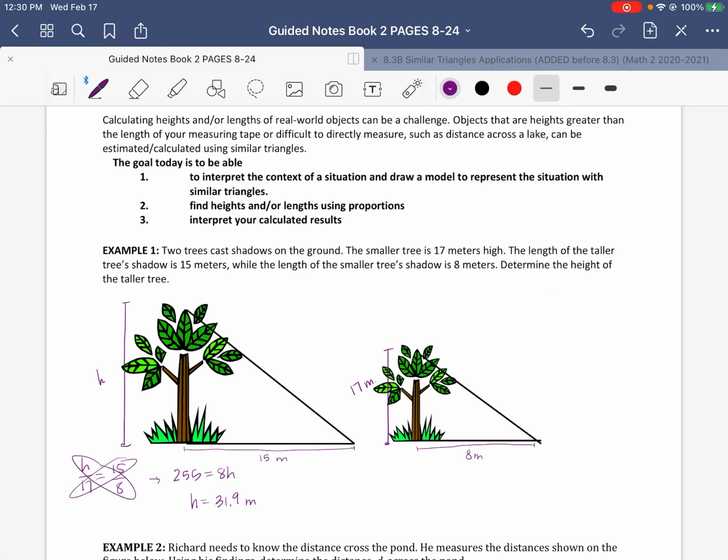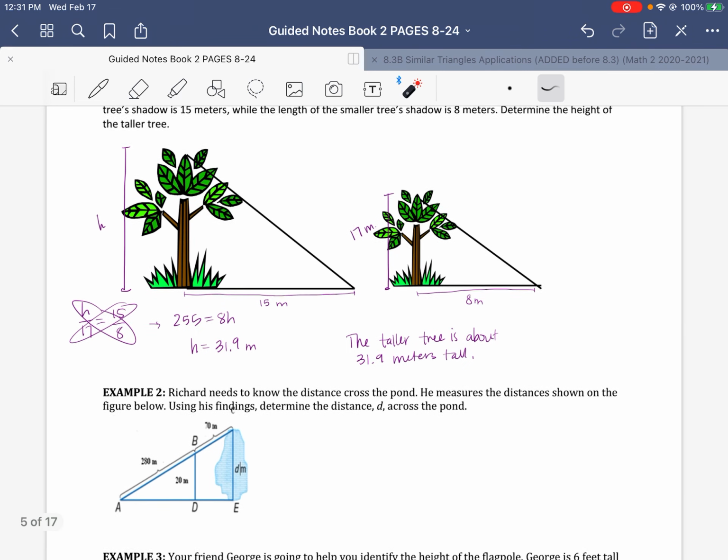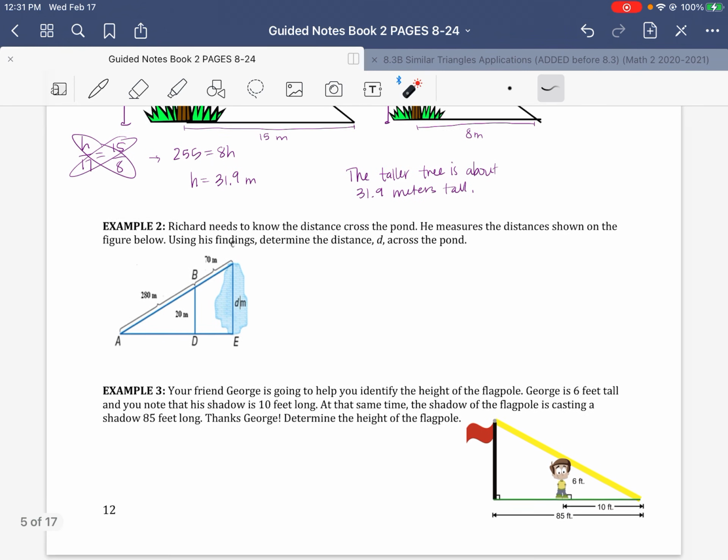Okay, so once we know that, then again, goal 3 is to interpret your calculated results. So on your assignment, you'll be asked to state the result in a complete sentence. So we would say the taller tree is about 31.9 meters tall. Okay, so making sense of your problem, then solving it, and then making sense of your solution. Let's just do a couple more of these as we go.